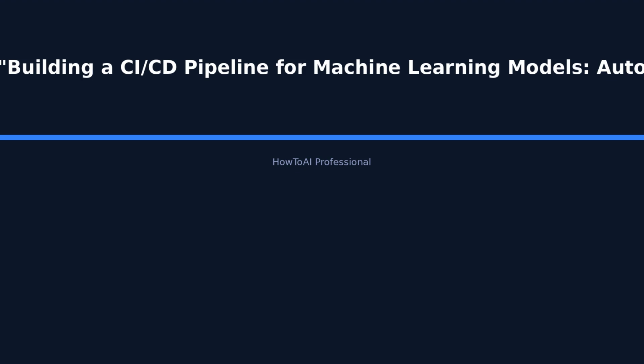Key components of a machine learning CI/CD pipeline. Now that we've discussed the challenges, let's break down the key components of an effective CI/CD pipeline for machine learning models. First, version control. Use a version control system like Git for your code. For managing datasets and models, consider using tools like DVC, Data Version Control, or MLflow. These tools help you track changes in your datasets and models while allowing for collaboration among team members.